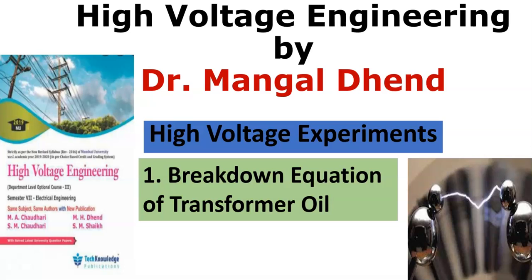So what is the observation table? I have already given you the observations. Last time we saw how the flash occurs, how the circuit breaker trips, and how we come to know that breakdown in oil has occurred. You can see that in the previous video. So let us now start on how we can find the constants of the equation.